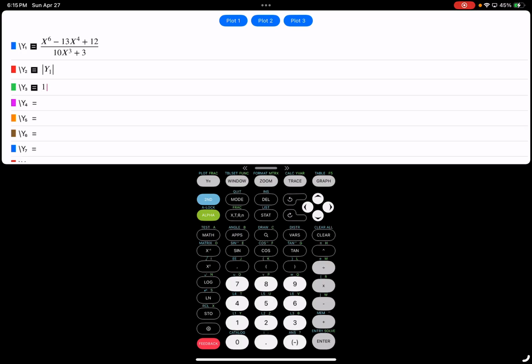And then I'm actually going to turn one of these graphs off. What graph do you want me to turn off? The top, y1. Just highlight the equal sign and hit enter. That'll turn that graph off. And then I'll just be looking at the absolute value of velocity, which is speed.